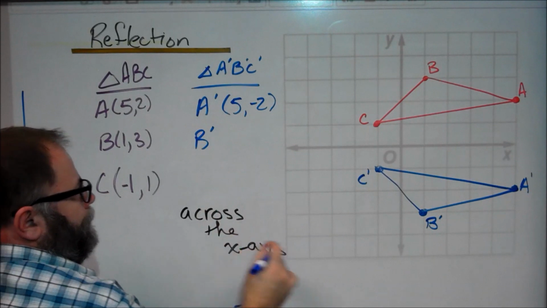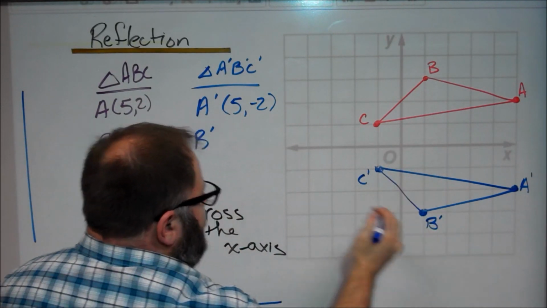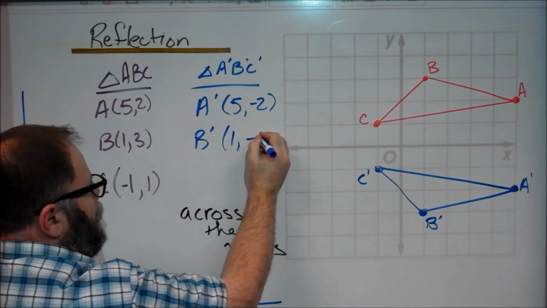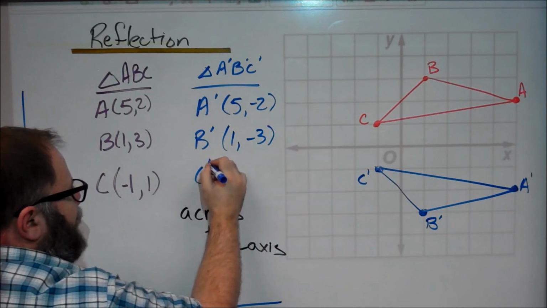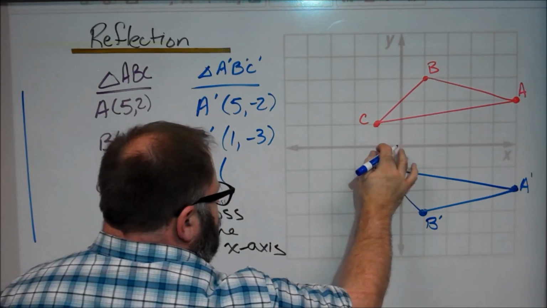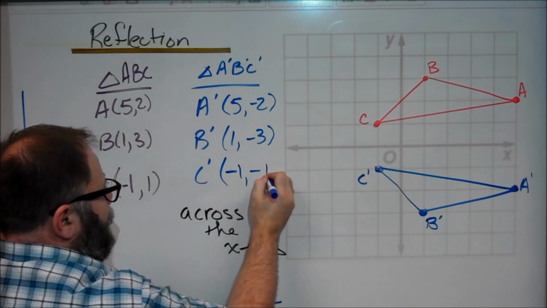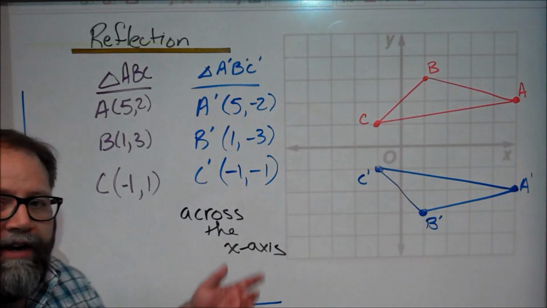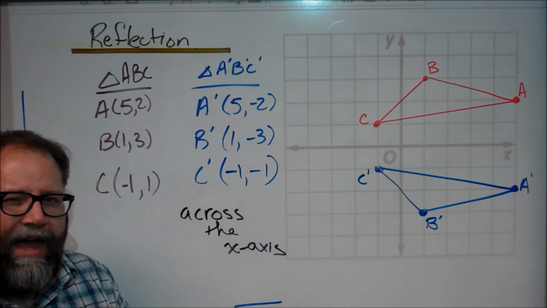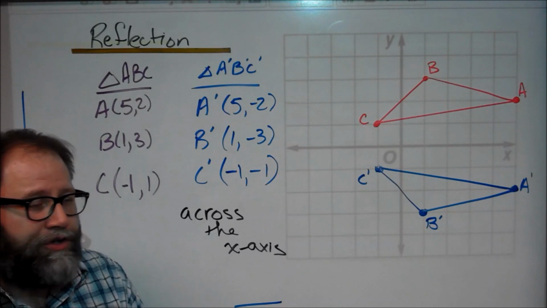B prime is 1, negative 3. And C prime is negative 1, negative 1. All right, now let's look at the ordered pairs that we have for both of our triangles.